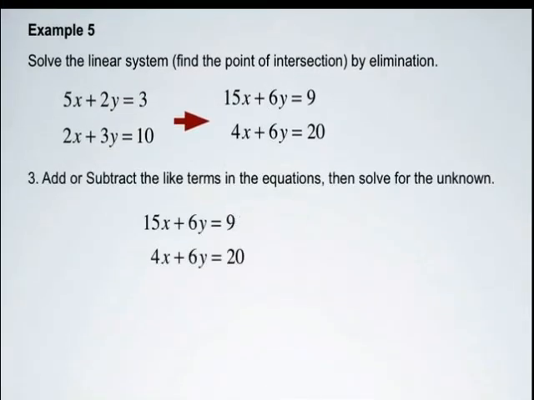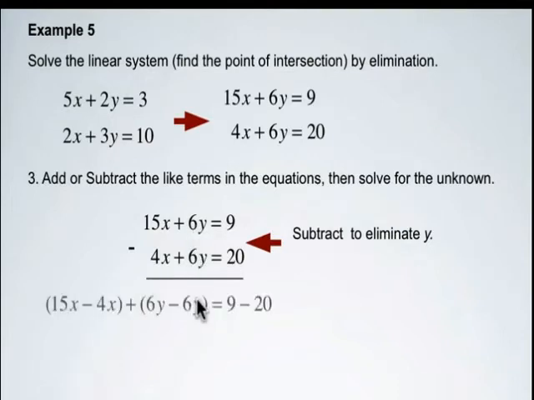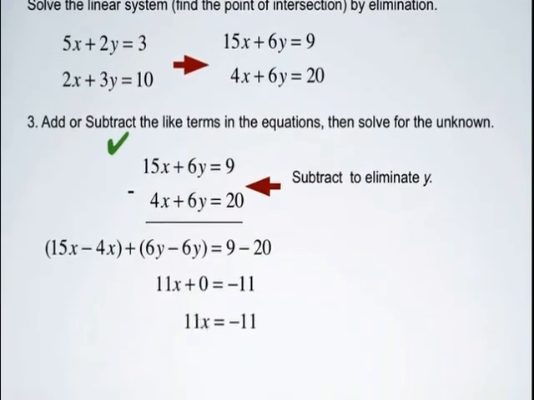So we are going to now add or subtract to solve for our unknown. Since we have the same y coefficient, we're going to subtract. So we have positive 6 and positive 6, and when we have the same coefficient, we subtract, and we end up with 15x minus 4x plus 6y minus 6y is equal to 9 minus 20. Well, 15x minus 4x is 11x, 6y minus 6y is 0, 9 minus 20 is negative 11. We simplify, 11x is equal to negative 11. We divide both sides by negative 11, and we get x is equal to negative 1.